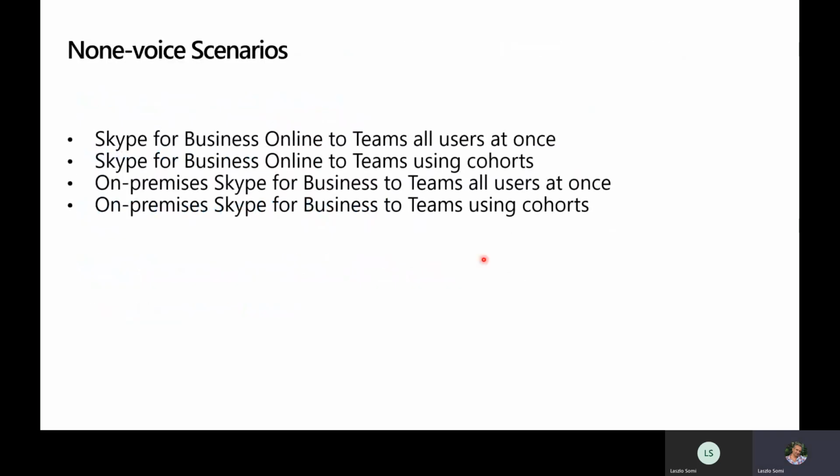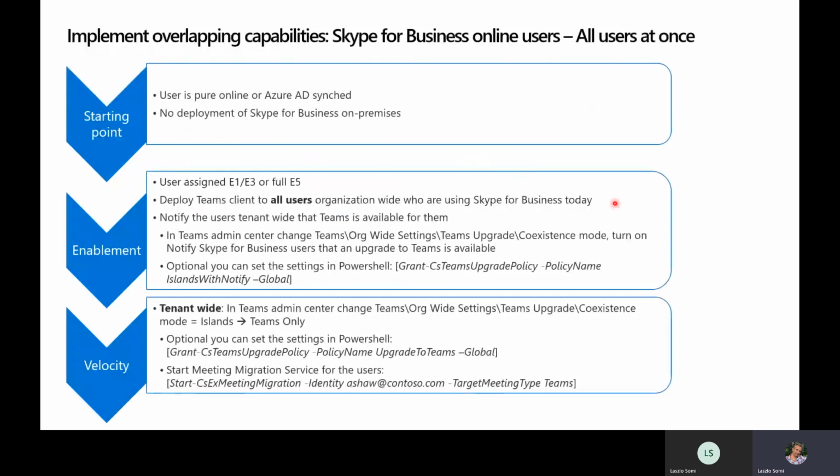All right, let's talk about some non-voice scenarios we're gonna cover. We're gonna talk through Skype for Business Online to Teams, all users at once. So we're gonna start simple here, and we're gonna cover non-voice scenarios first. Then we're gonna use the same Skype for Business Online to Teams using cohorts, and how we're gonna execute that. Then we're gonna talk about Skype for Business to Teams from an on-premises environment, all users at once, and the same using cohorts. Okay, we will cover voice scenarios, but we start simple first without voice scenarios.